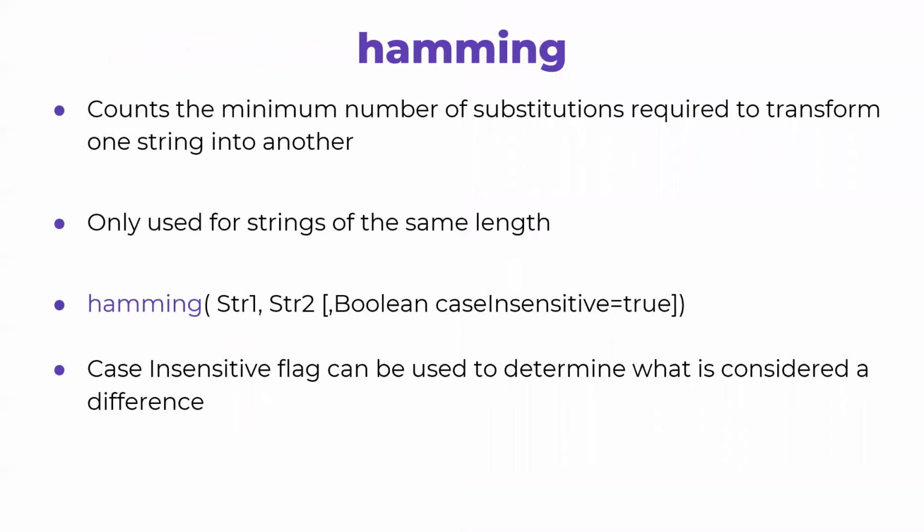So next, let's look at the Hamming expression. Hamming counts the minimum number of substitutions required to transform one string into another. So this is only used for strings of the same length, as we are only able to use substitutions here. So for the Hamming function, we provide the two strings and a Boolean case insensitive flag, which is once again optional.